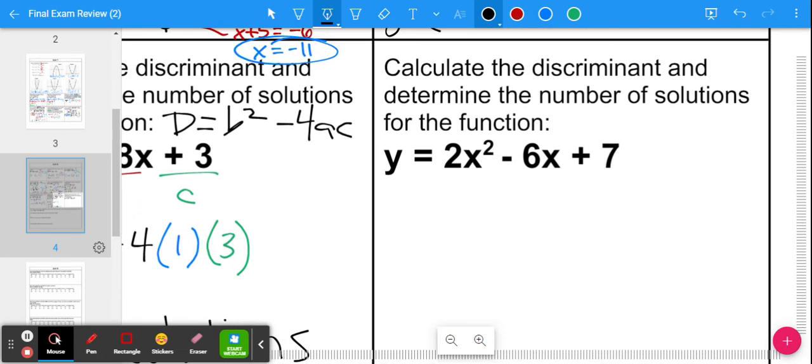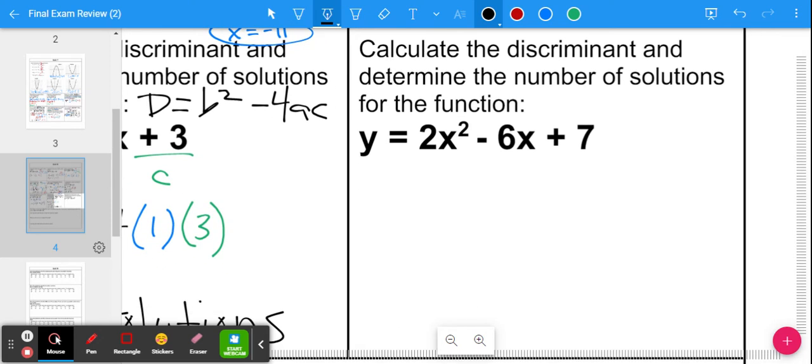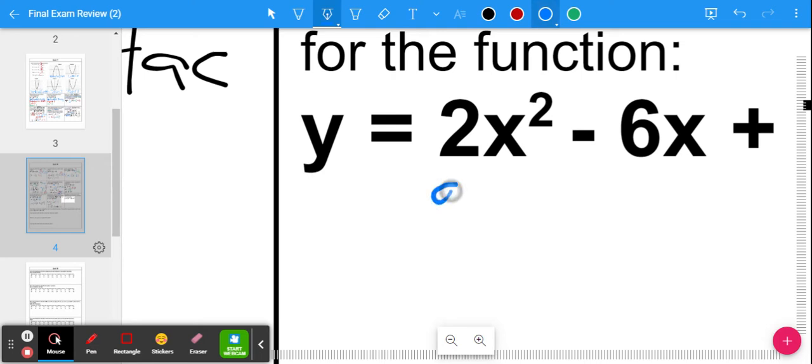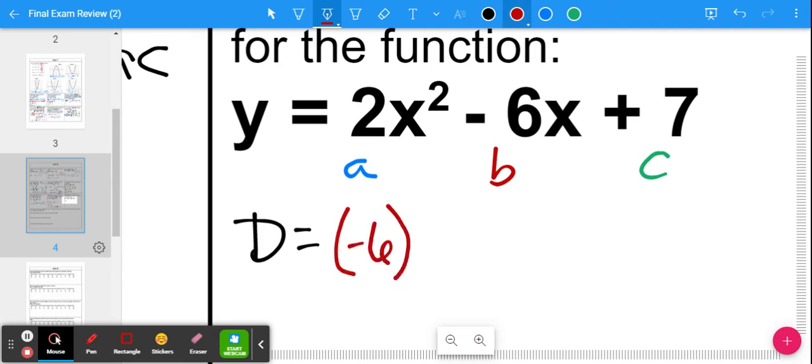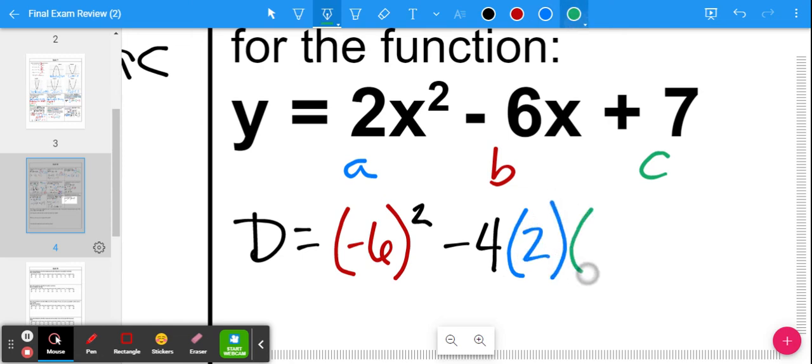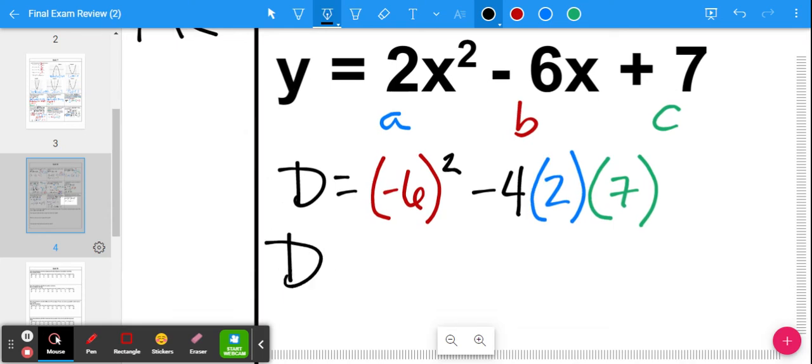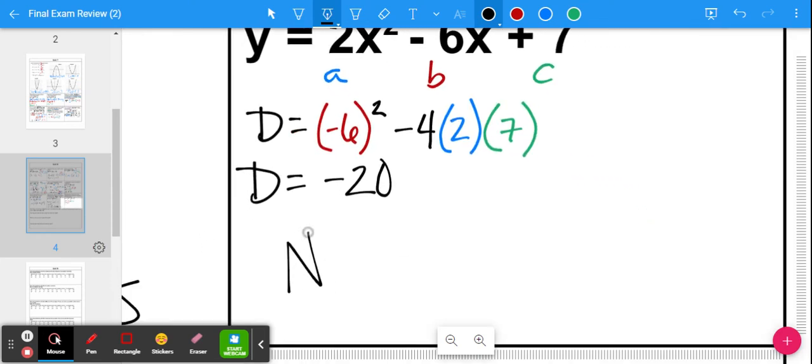So on this one, same thing. Calculate the discriminant and determine the number of solutions. So your a value is 2, b value is negative 6, and the c value is 7. So our discriminant is b squared minus 4 times a times c. And when you plug that straight into the calculator, you're going to get the discriminant is equal to negative 20. And because that number is negative, it is no real solutions.